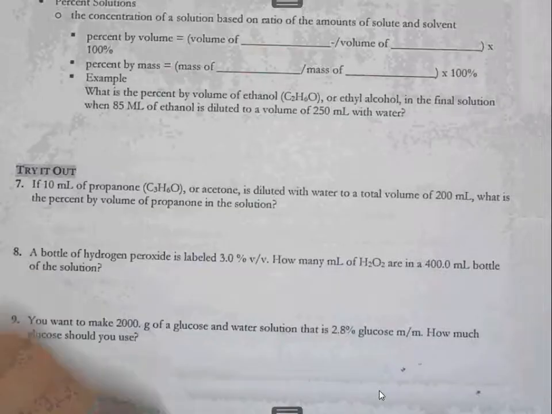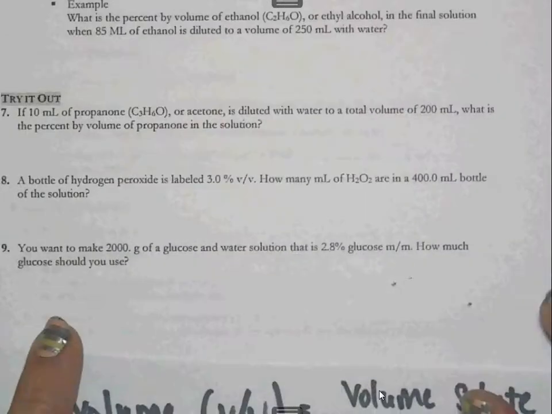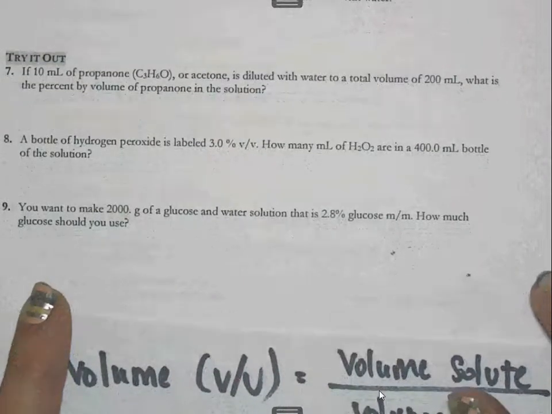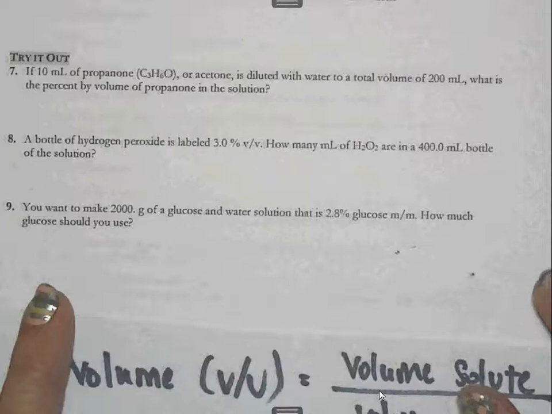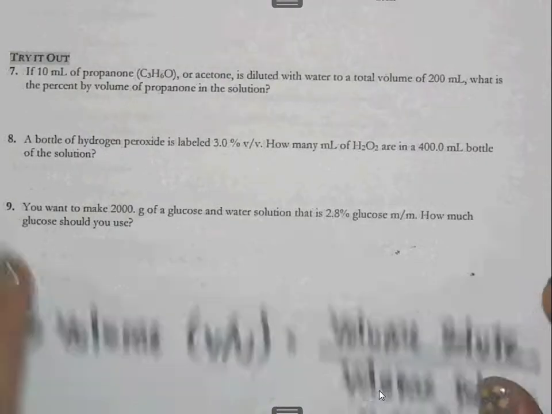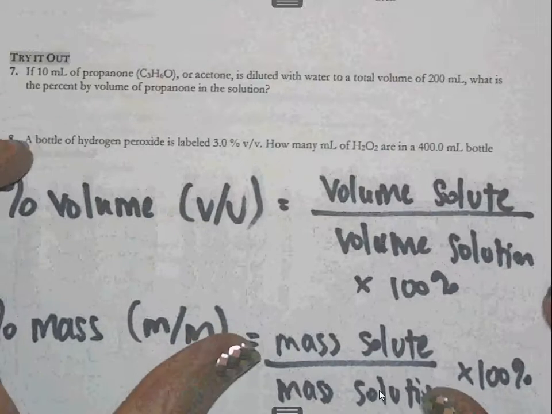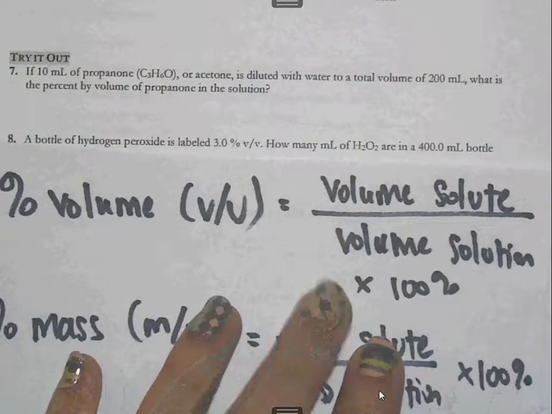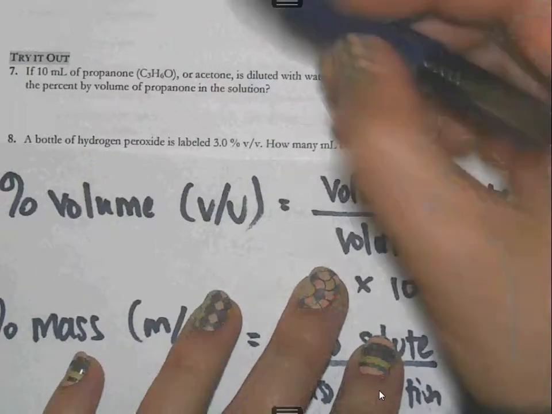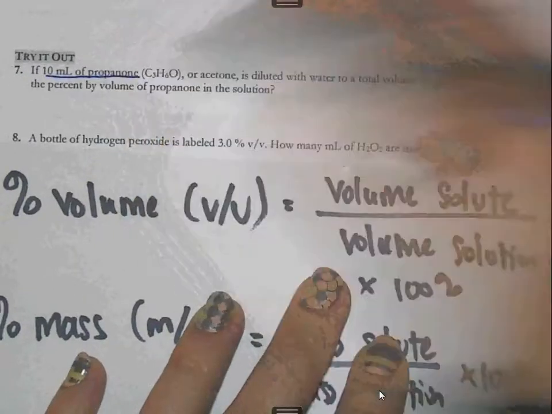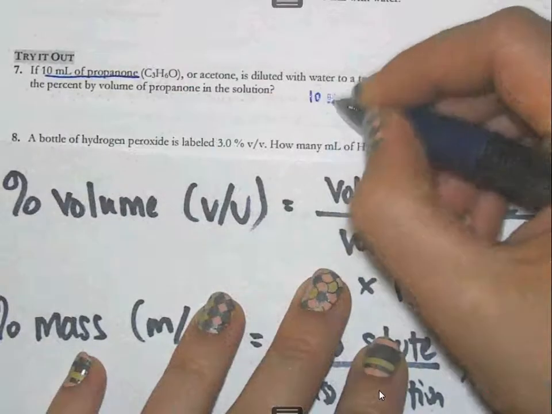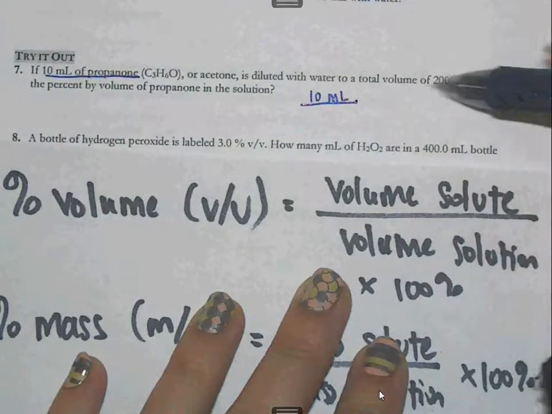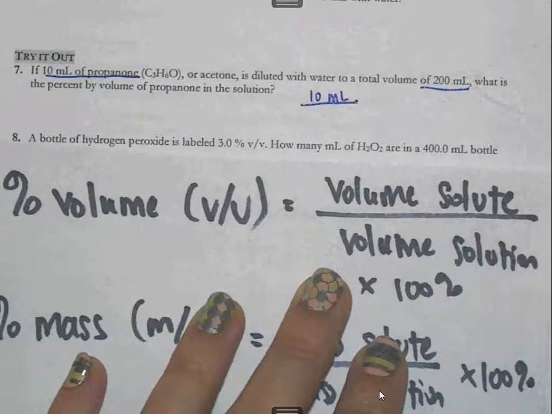The first one says if 10 milliliters of propanone or acetone is diluted with water to a total volume of 200 milliliters, what is the percent by volume of propanone in the solution? Well, if they're asking me percent by volume, then I need to be looking at this first equation right here. I need to have the volume of the solute. Well, the volume of the solute is the propanone, and there's 10 milliliters of propanone. And if it's diluted to a total volume of 200 milliliters, that's going to be the volume of the solution.